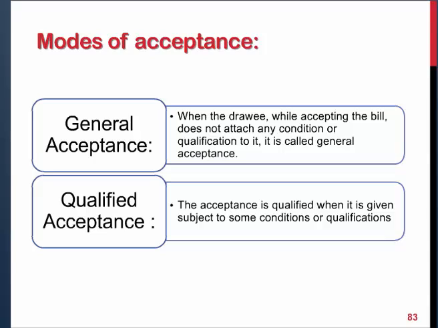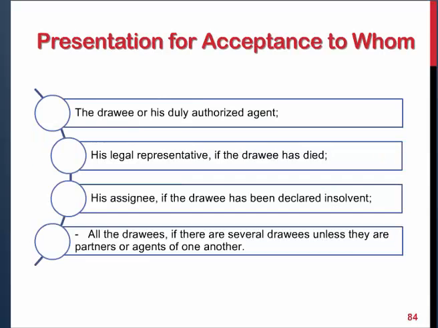And what is qualified acceptance? The acceptance is qualified when it is given subject to some conditions or qualifications. The holder may refuse to take the qualified acceptance and treat the bill as dishonored by non-acceptance. But if he takes it, he does so at his own risk and discharges all parties prior to himself unless he obtains their consent to such acceptance.